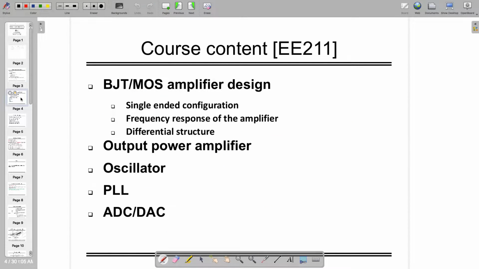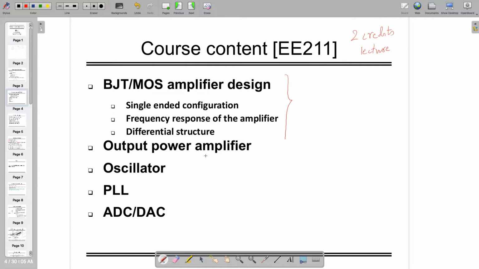So this is the course content. Unfortunately, it's only two credits of lecture, so I'll try to justify as much as possible. But it's going to have two things together: BJT or MOSFET amplifier design. So it might be single element and differential. For that, you have to look at the frequency response.